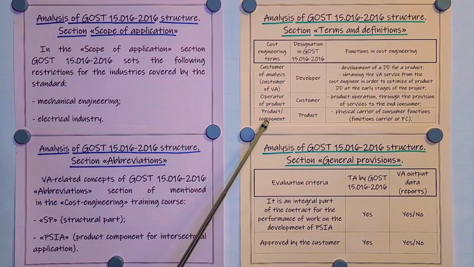Concept number 3. The meaning of the term product given in GOST 15016 in cost engineering is similar to either the term product, upper level of the project of analysis, or the term component or element of the product. It's difficult to draw a more precise analogy since there are no explanations in GOST 15016 about the product being included.